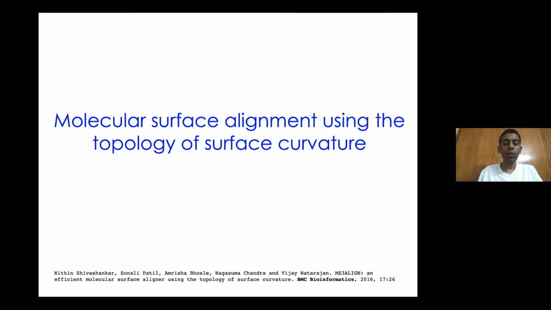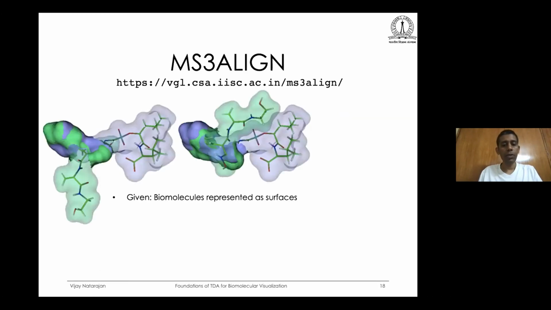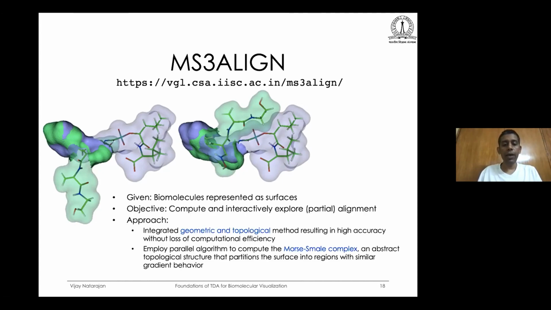In addition to space filling models, surface representations have also been quite effective in the study of biomolecules. So surface representations again are geometric, but topological constructs such as what is called the Morse-Smale complex, which is similar to the flow-based topology that Ingrid talked about, have played an important role in studying how one surface aligns with another.